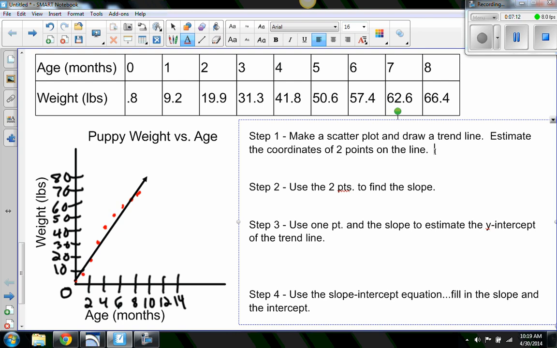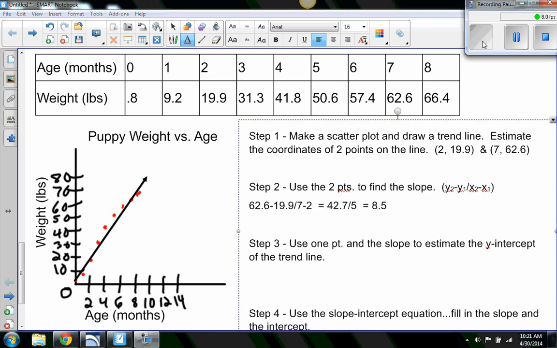I'd say the 2, and if you look up at the table, it's 2, 19.9. Then we need another one. What's another one that's on the line? Looks like 7 is on the line. So 7, and if you look up at the table, you can't quite tell from the graph, it's at 62.6. It's right here. So we're going to use those 2 points to continue doing the rest of this. It says use the 2 points to find the slope. If you remember how to do that, which I realize it was quite a while ago, remember you do.